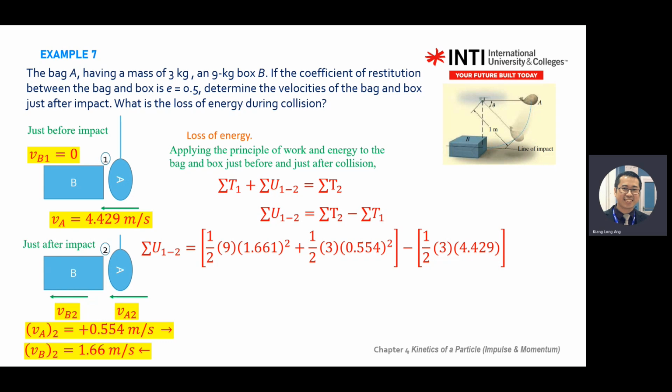Why is the T before missing one? Why? 0 for what? For A. A do not move. Then you solve. The loss of energy also means work. Another meaning of loss of energy in the question, it means they ask you to calculate work. Minus 16.6 joule. So energy loss is because of inelastic deformation during collision.